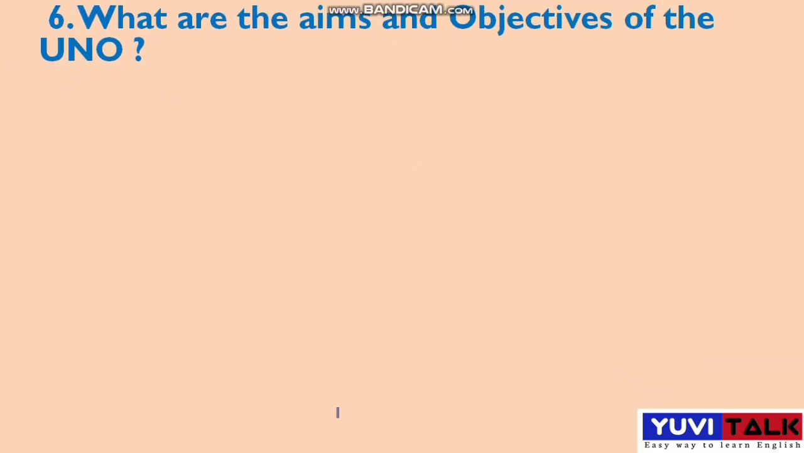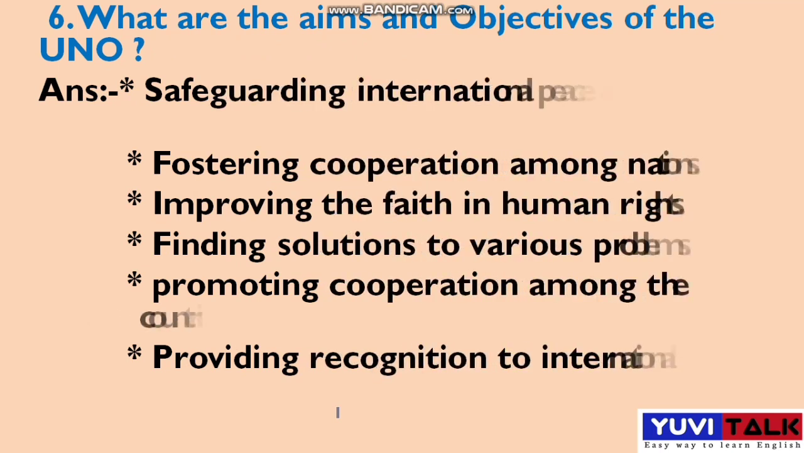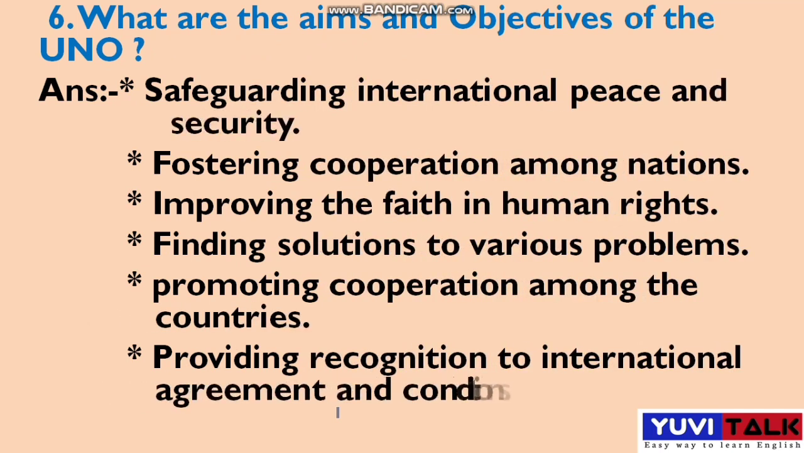The next question is, what are the aims and objectives of the UNO? Okay, United Nations Organization. It is also one of the most expected questions in the exam. This question is repeated many times. What are the aims for forming the UNO? The first aim, or the first objective, of the UNO is safeguarding international peace and security. So they wanted to create international peace and security.